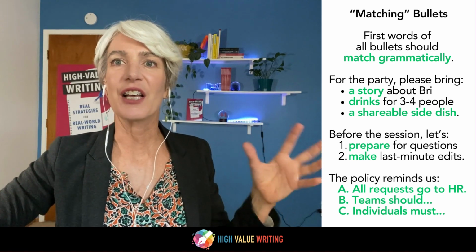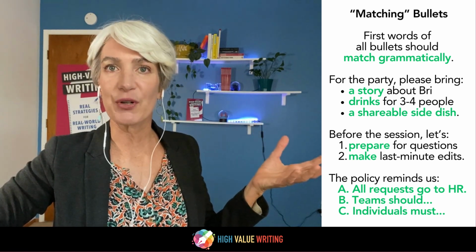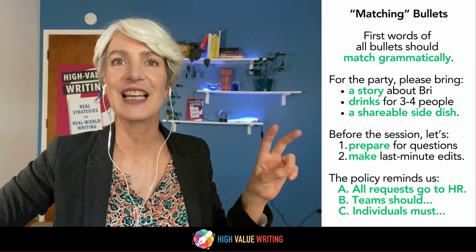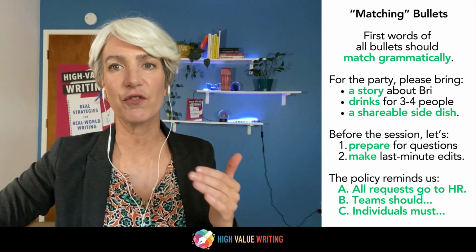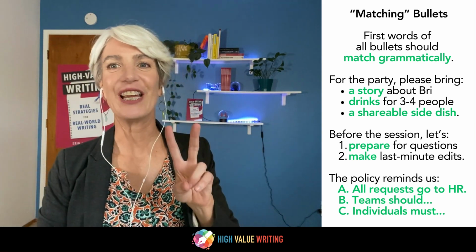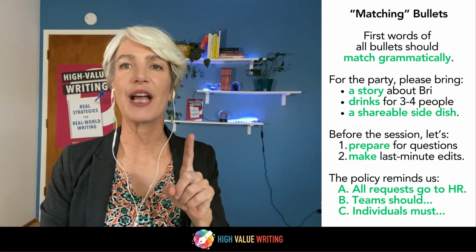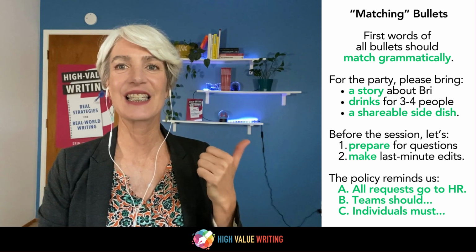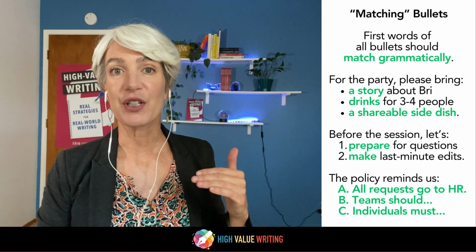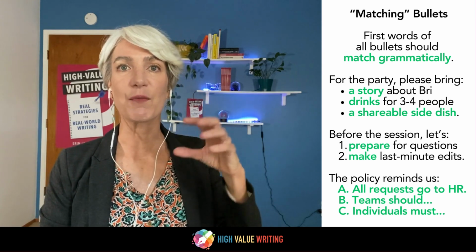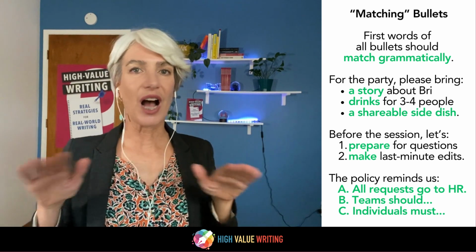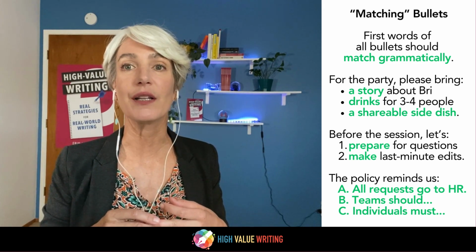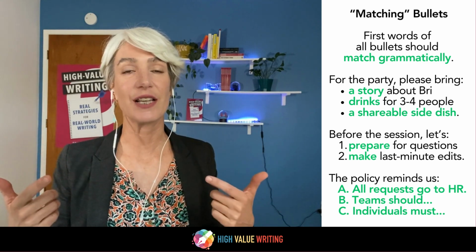The second one has verbs, and you'll notice I also used numbers there. Before the session, let's prepare for questions, make last-minute edits. You can use numbers in place of bullets when one of two things are true. Either those items must be performed in that order, which is what I'm suggesting in this case, or using numbers will suggest a rank as if some are more important than others. So do not use numbers if there is not an order or a rank. Just use regular bullets, because the numbers will suggest that to your reader.